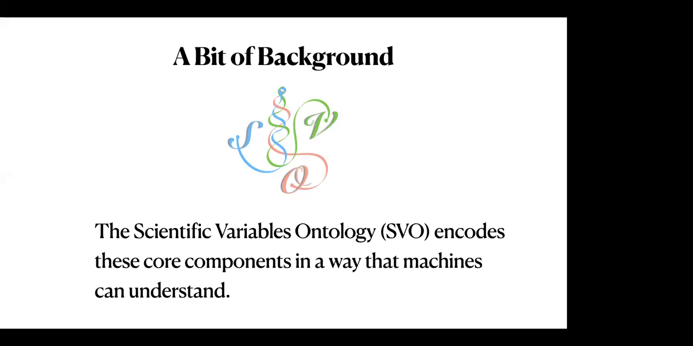So SVO encodes these core components in a way that machines can understand. They can say, oh, okay, you're telling me that you're talking about a scientific variable, so I'm going to look for these components because I know that human scientists refer to these components when they're mentioning scientific variables.